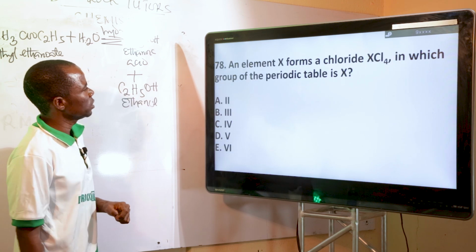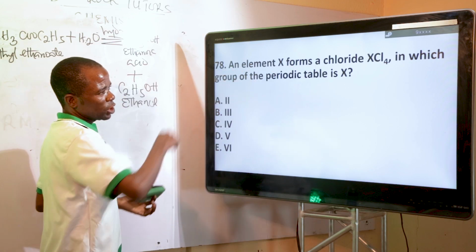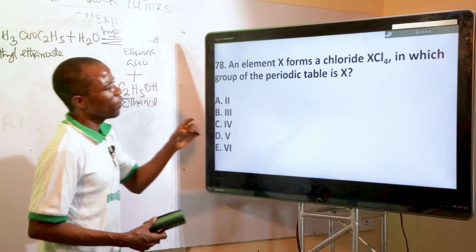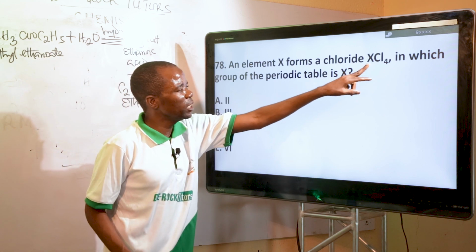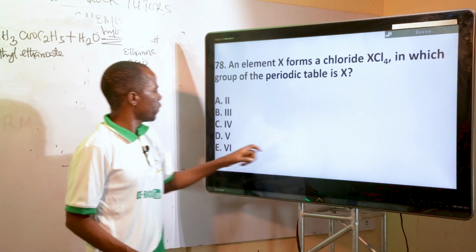Number 78. An element X forms chloride XCl4. In which group of the periodic table is X? Remember, there is exchange of radicals here. So since you have XCl4, then X must definitely have 4 valence electrons or belong to group 4 in the periodic table.